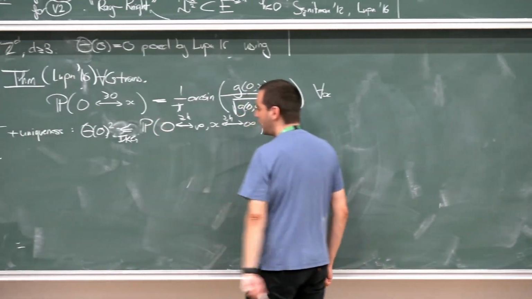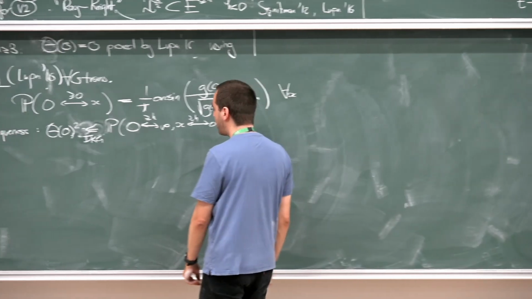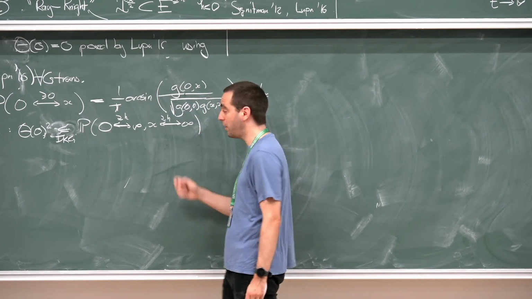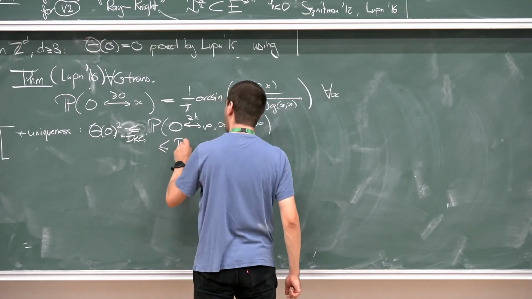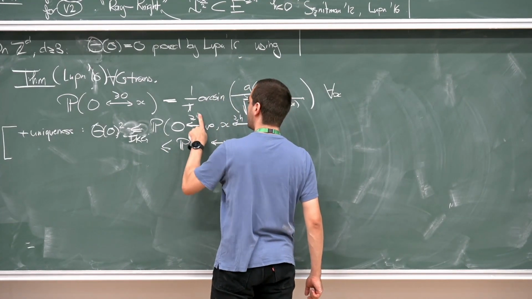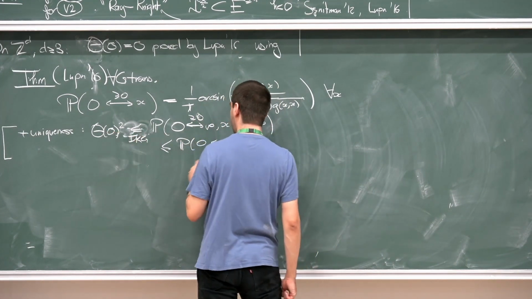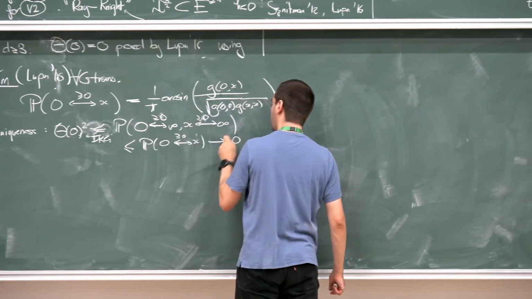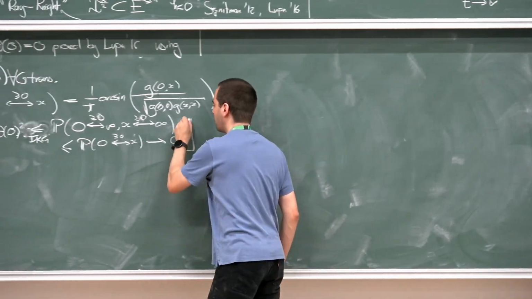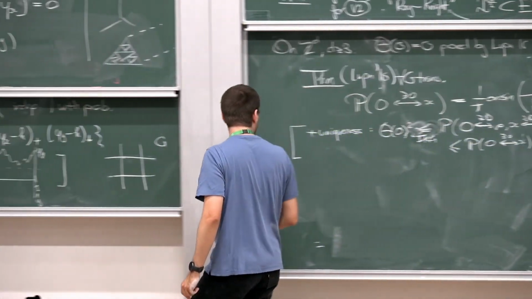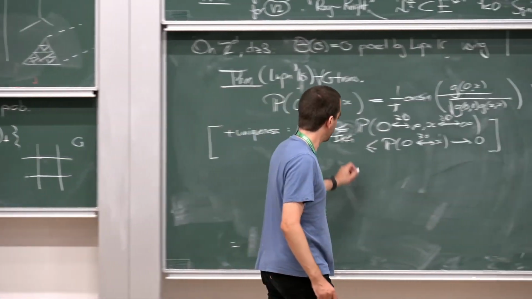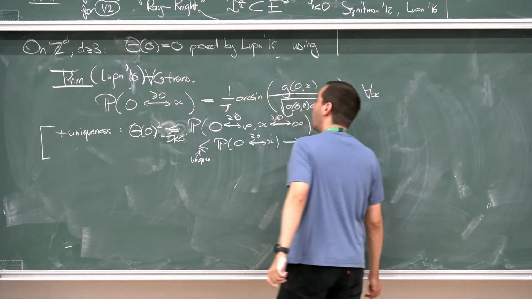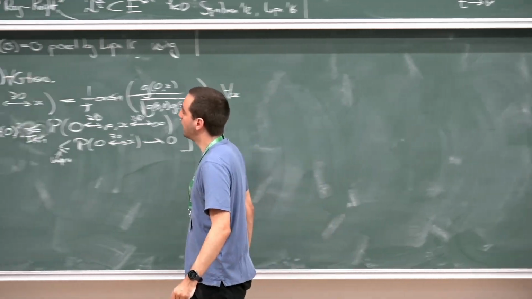This is just the FKG inequality. Now if you have uniqueness of the infinite cluster, then you know that if 0 is connected to infinity and x is connected to infinity, then the two are connected together. So this is at height 0. And this by the formula tends to 0. So this is how this implies non-percolation if you have uniqueness. Here I use uniqueness. Okay, so this was Lupu on Z^d.